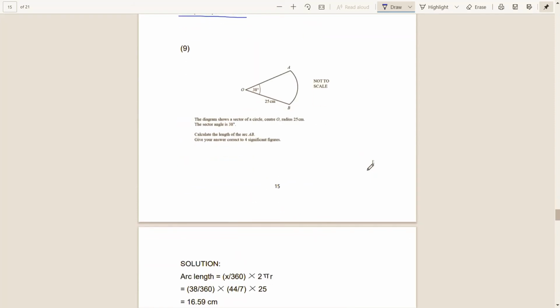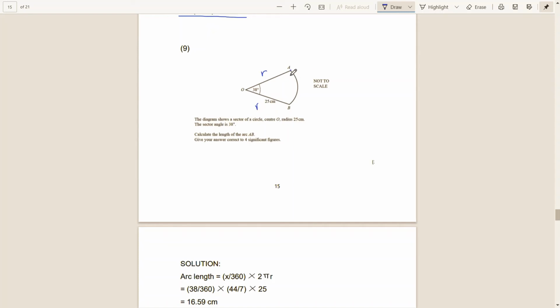Question number 9 is another question for sector. This is worth 3 marks. Right, this is a sector OAB. This is the arc length, remember? This is the radius. This is also the radius. OB is equal to OA.